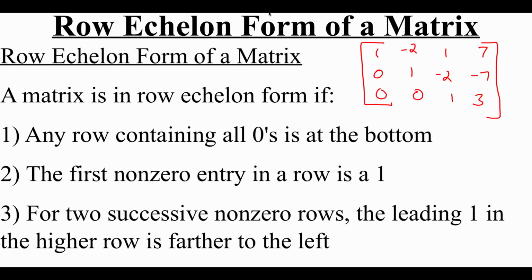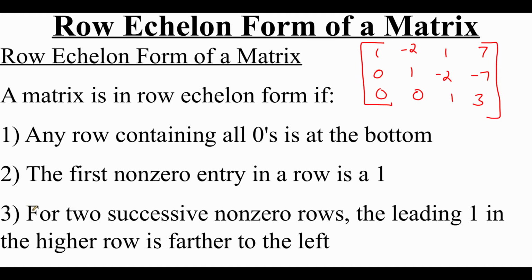So let's talk about what a matrix in row echelon form looks like. And I've got an example of a row echelon matrix in the top right-hand corner here. But a matrix is in row echelon form if these three conditions are met. The first one is that any row containing all zeros has to be at the very, very bottom. Now this matrix doesn't have any rows that contain all zeros, but if it did, they would be across the bottom here. Number 2 says the first non-zero entry in each row is a 1. So in this top row, we've got a 1 right here. In our second row, we lead off with a 0, but then the next number is a 1. In our third row, we've got a couple of zeros and then a 1.